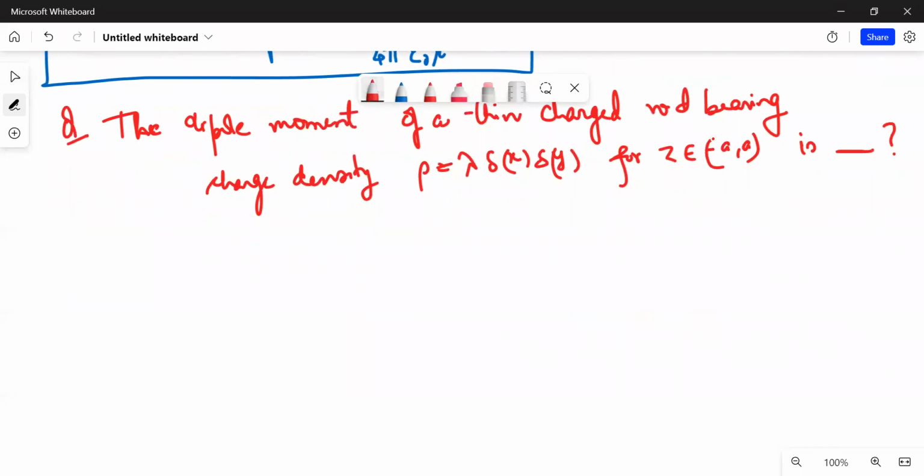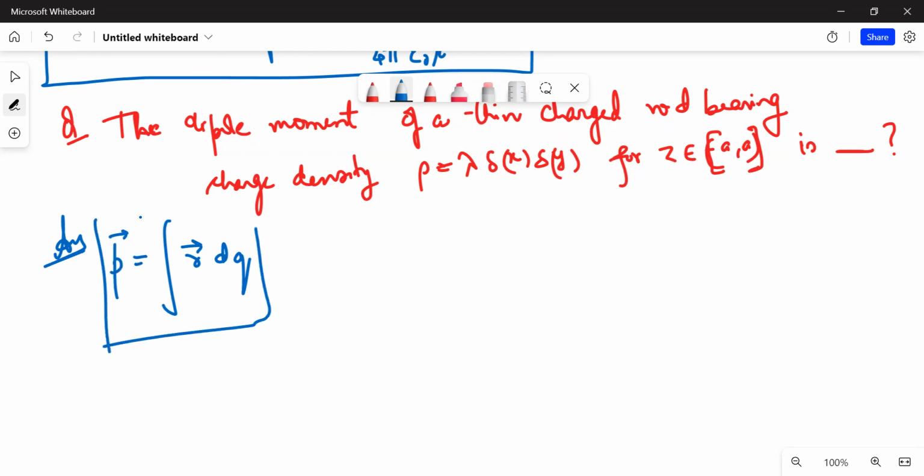Okay, so I think this should be minus a comma a. So what do you think would be an answer to this? Okay, so let us try. As I mentioned, for a continuous distribution, we have this kind of expression for the dipole moment. This is something that you know, and we derived all these things mostly for volume charge distribution. Instead of volume charge distribution, if linear charge density is given, then dq will be equivalent to lambda dl. However, here the volume charge density is given, but I'm just saying that it may take this form also. Is that clear?